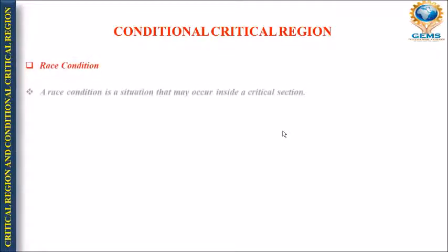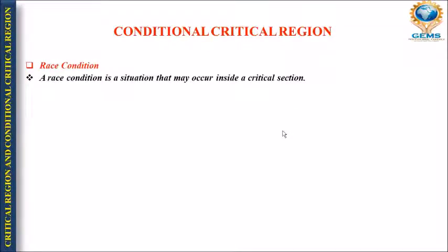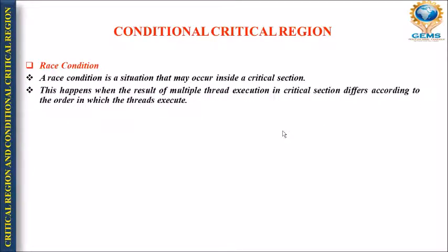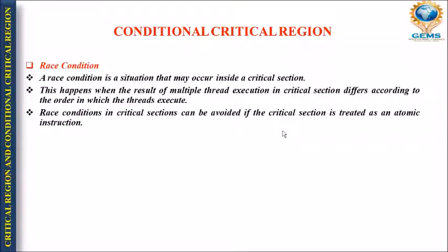First is your race condition. Race condition is a situation which may occur in the critical section, as we all know. This happens when the result of the multi-thread execution in the critical section differs according to the order in which the threads execute. So what is the race condition? Race condition is nothing but a fight between two processes to acquire the critical section of a shared resource. Race condition in the critical section can be avoided if the critical section is treated as an atomic instruction.